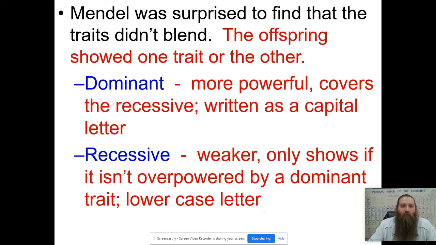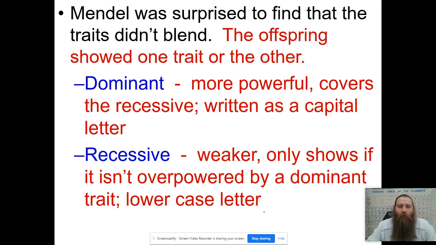He was surprised to find out that those traits didn't blend, okay? The offspring either had one trait or it showed the other. And that led him to call traits that always showed up, no matter the parent, whether both parents had it or only one parent had the trait, dominant traits. So they are more powerful. They are going to cover over the recessive traits. And obviously the recessive traits are traits that are weaker.